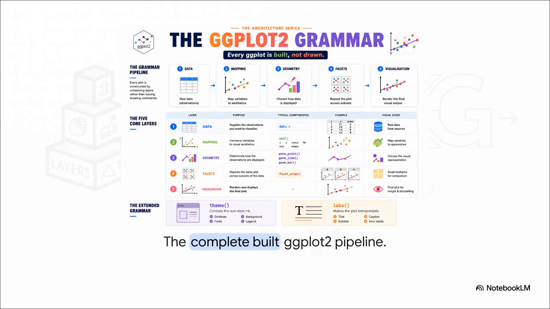Let's bring back that master blueprint one last time to truly appreciate this whole journey. We started on the far left with just raw rows and columns of numbers. We systematically moved to the right. We mapped those business variables to visual rules. We chose a specific geometry to represent them physically. We learned we could facet them into small multiples to analyze different product segments. And finally, we ended on the far right with a beautifully rendered visualization, perfectly polished with our extended grammar of themes and labels. The transformation is entirely logical, step by step.